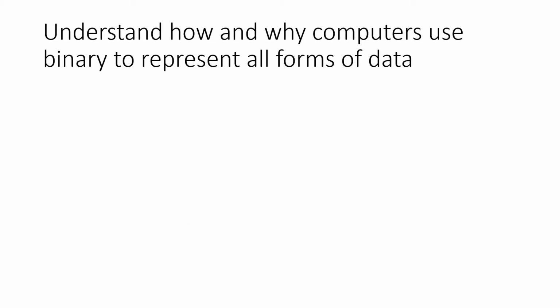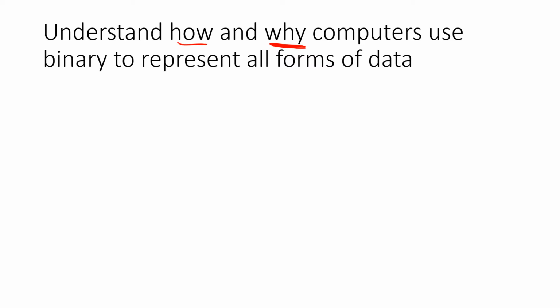So, number one, first thing that Cambridge says you need to be able to do: understand how and why computers use binary to represent data. It's very common for people in exams to say they use binary because it's the only thing computers understand, which is true, but we need to say why. Why do they only understand binary?